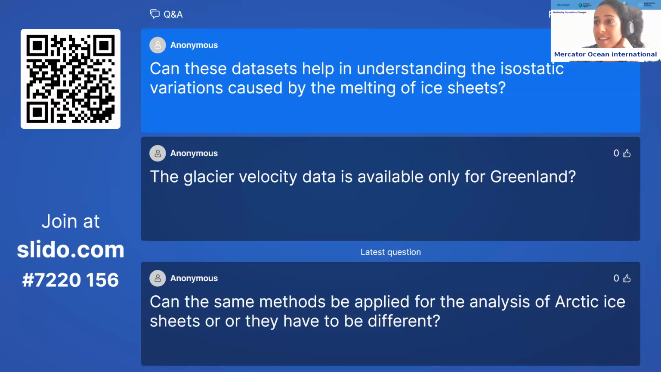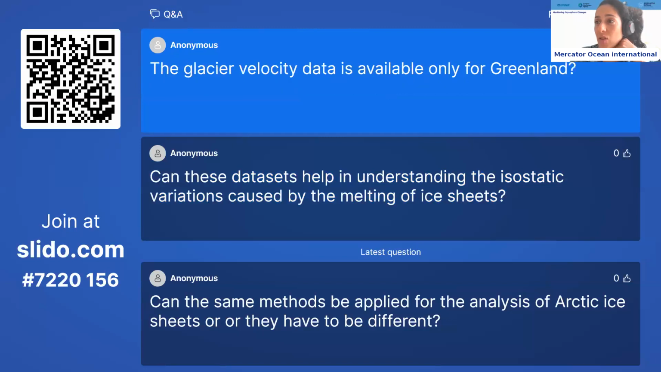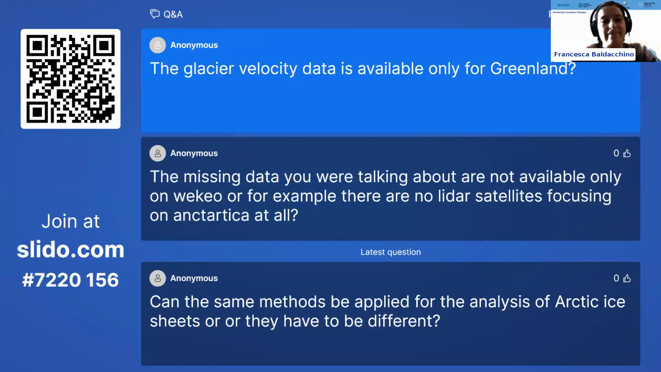Okay. So next one, the glacier velocity data is available only for Greenland. Yeah, so the calculated, fully downloadable glacier velocity data is only available for Greenland, but you can download Sentinel-1 and Sentinel-2 and then calculate the velocities through some other platform, such as Sentinel-Snap, and then calculate the velocities for the Antarctic ice sheet.